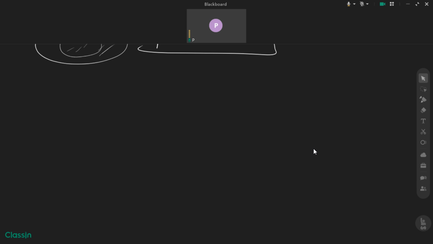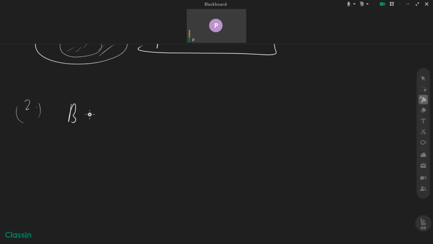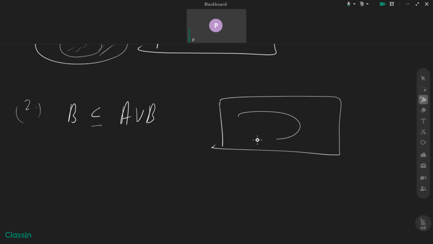The second result similarly is, if we take B, I can say B either will be subset or equal to A union B. Same case. Let's say it is A and B. This will be A union B. I can see that B is here a subset of A union B.